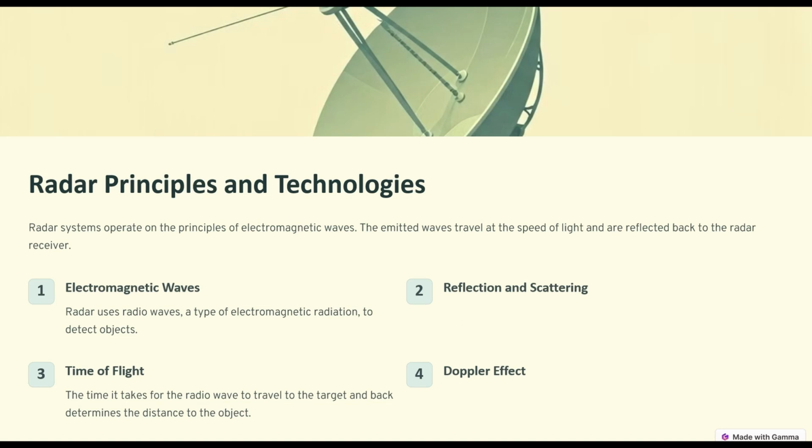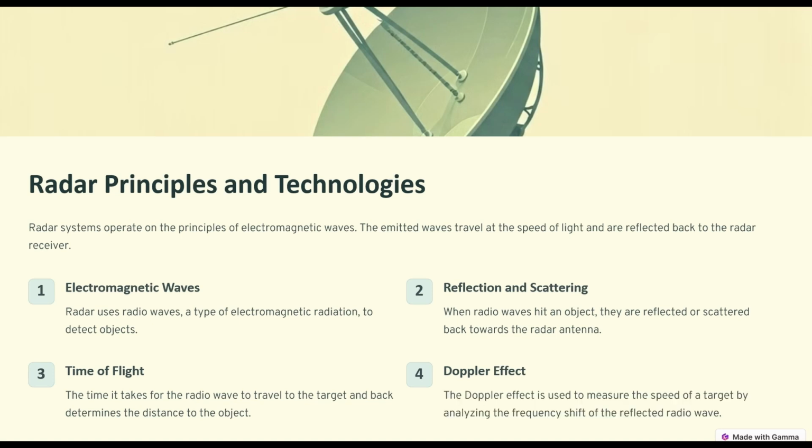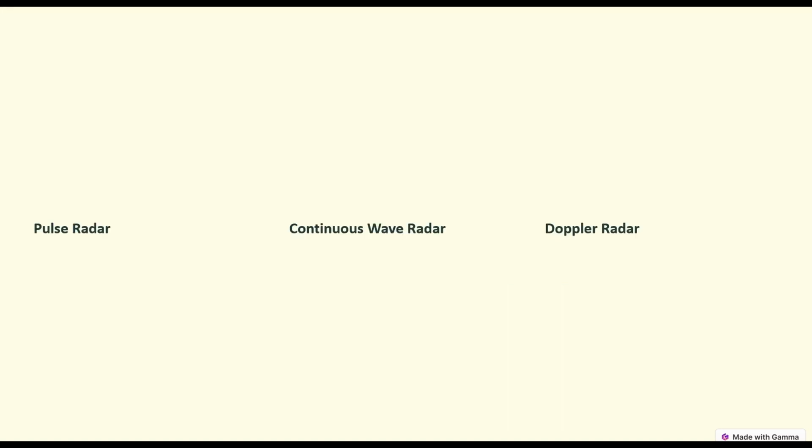Reflection and scattering: when the radio waves hit an object, they are reflected or scattered back towards the radar antenna. Doppler effect: the Doppler effect is used to measure the speed of a target by analyzing the frequency shift of the reflected radio wave.